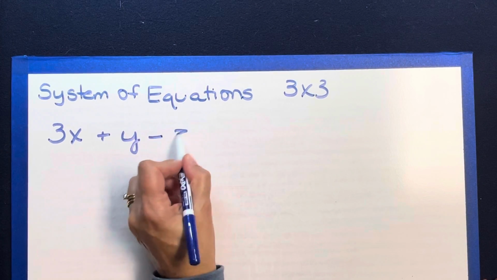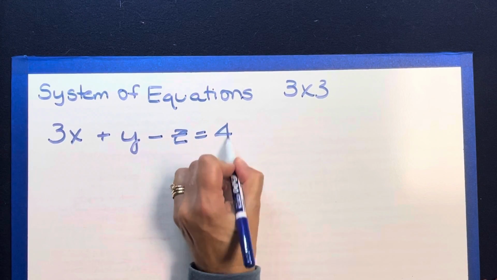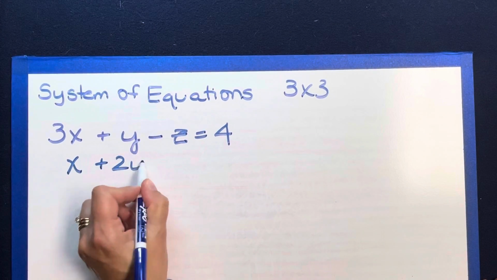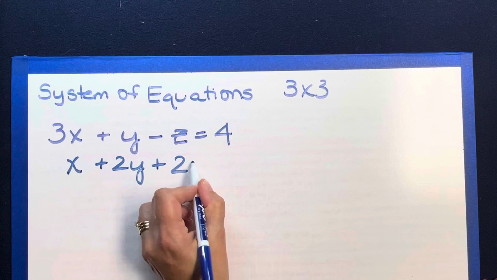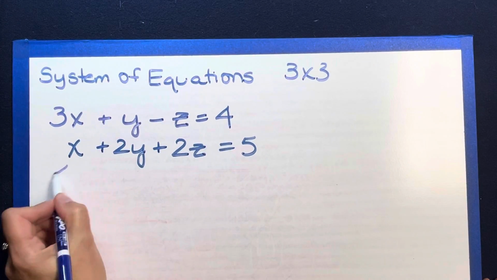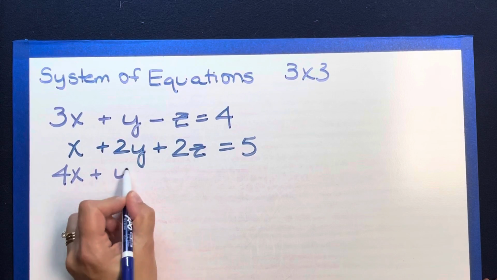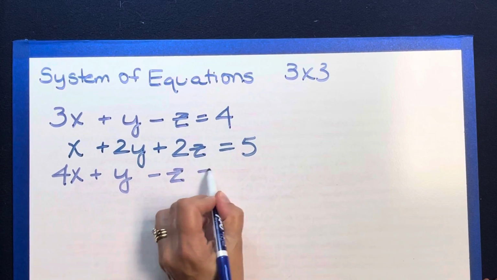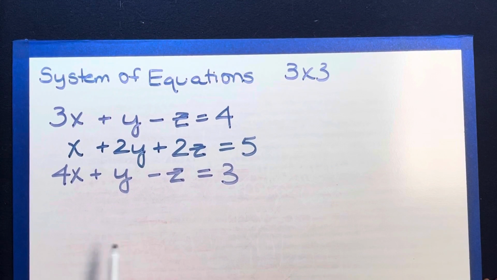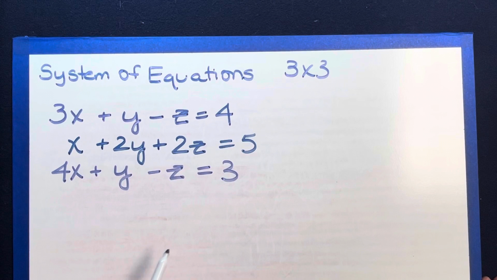3x plus y minus z equals 4. X plus 2y plus 2z equals 5. 4x plus y minus z equals 3. So it's called a 3x3. There are three equations and there are three variables. We need to solve for all of those.